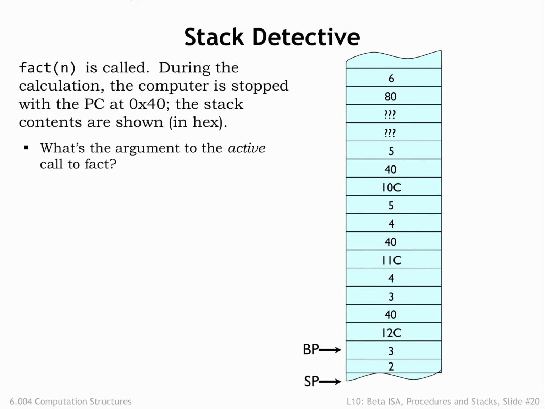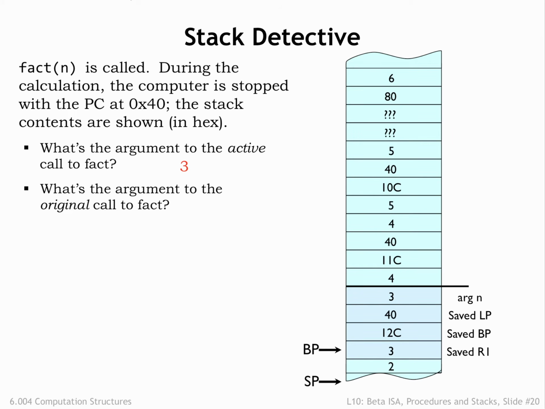Using the code on the previous slide, we can determine the layout of the stack frame and generate the annotations shown on the right of the stack dump. With the annotations, it's easy to see that the argument to the current active call is the value 3. Now we want to know the argument to the original call to fact. We'll have to label the other stack frames using the saved BP values.